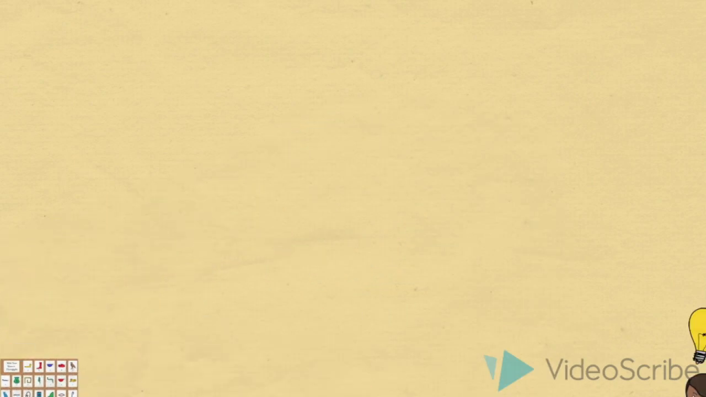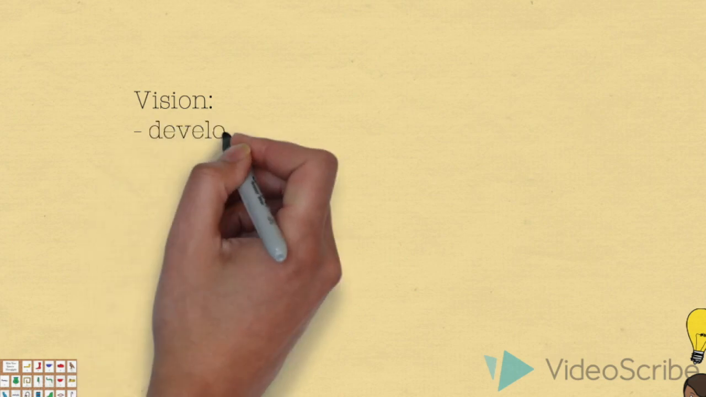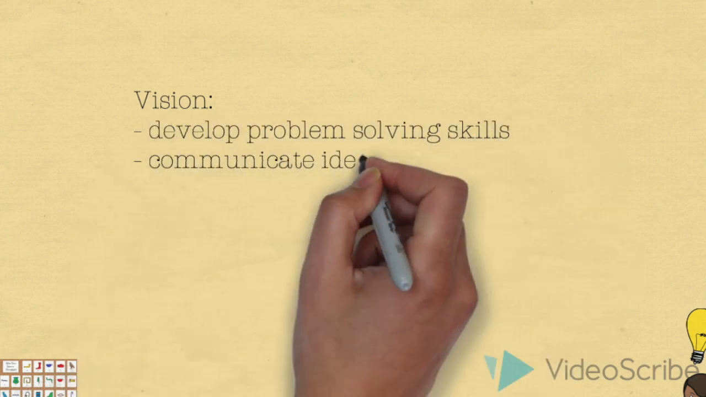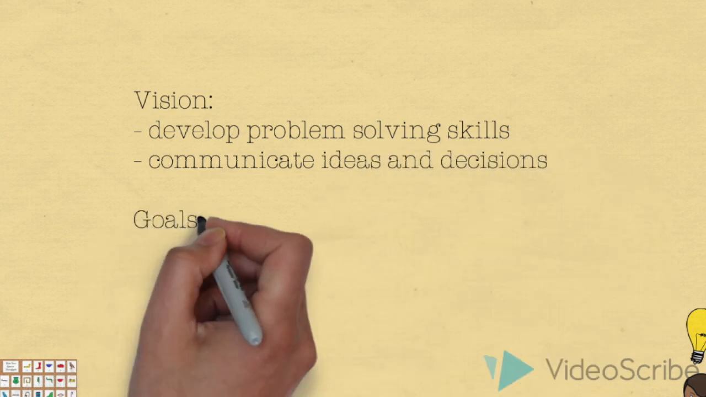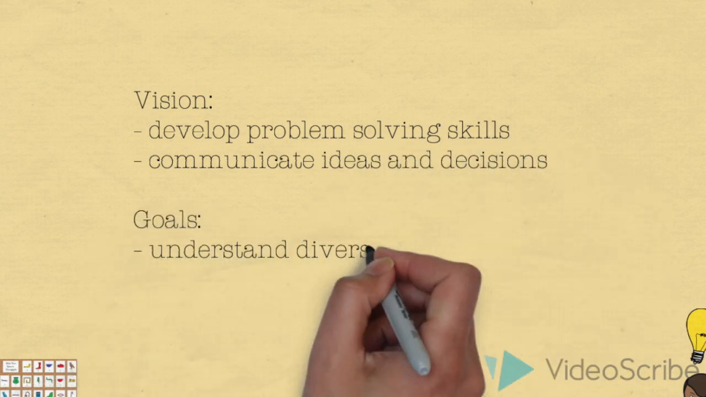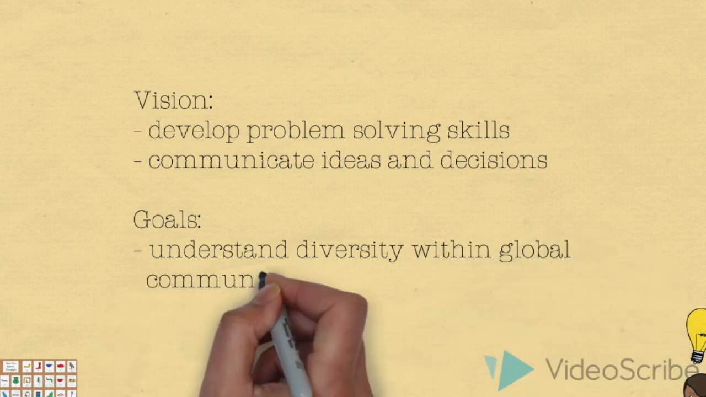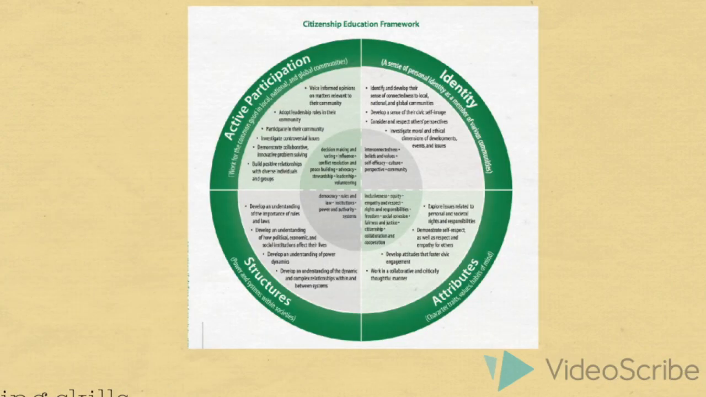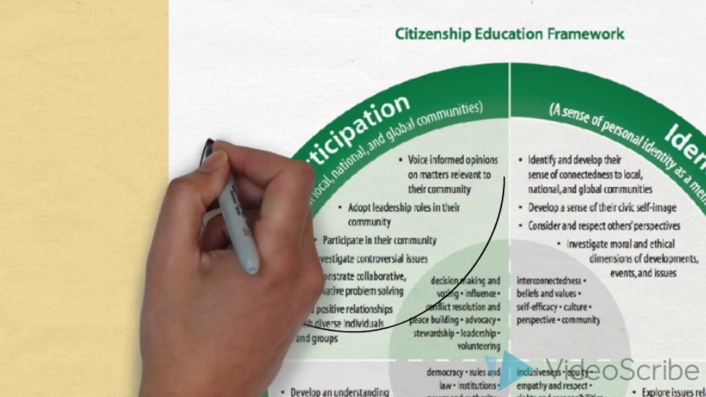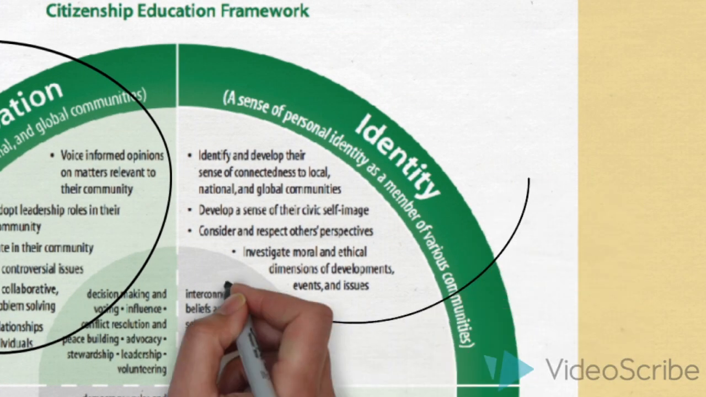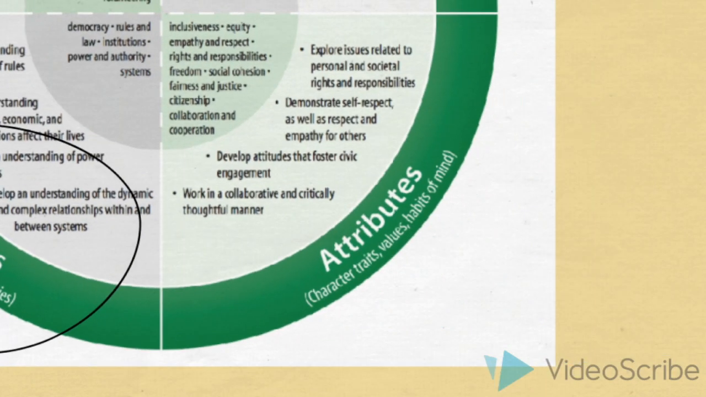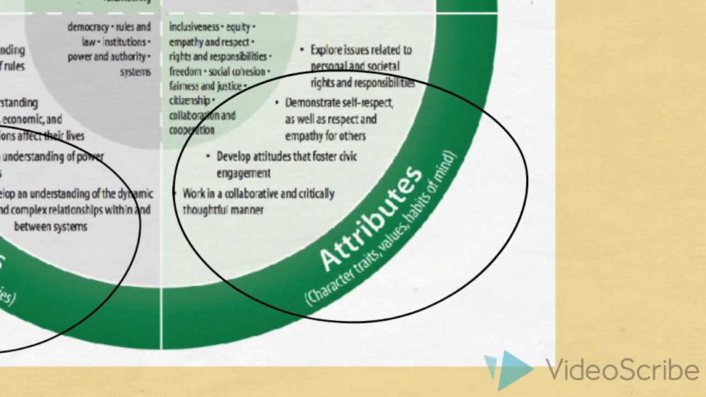I also want to make sure I'm meeting our vision, which ensures students are able to develop problem-solving skills and are able to communicate ideas and decisions about events and issues. Our goals must also be met, which are for students to understand the diversity within global communities, both past and present. Understanding the citizen framework will allow me as a teacher to aim for active participation in class, students to self-identify, learning structures and systems within society, and gain personal attributes.